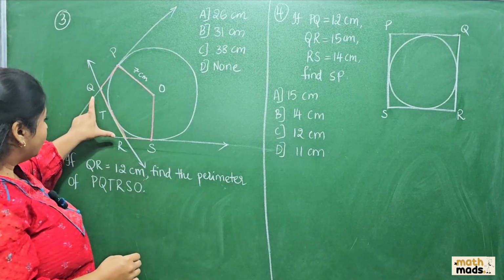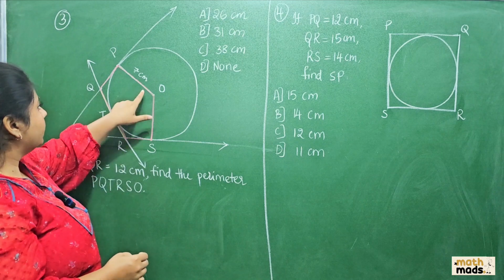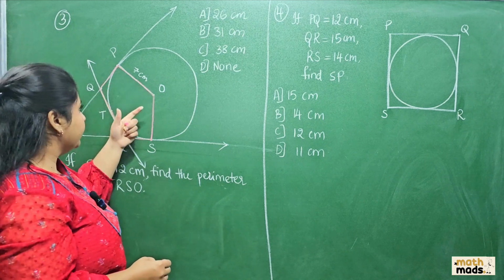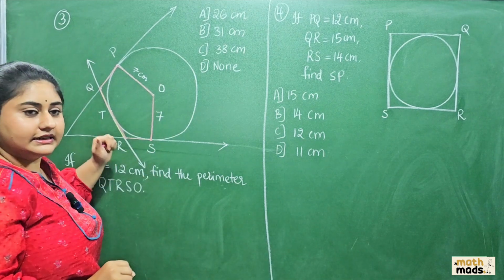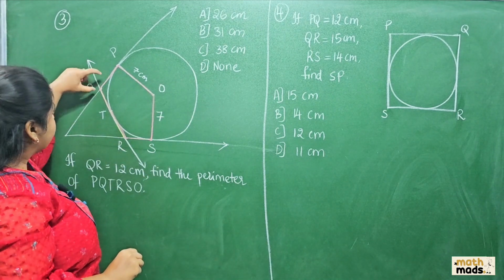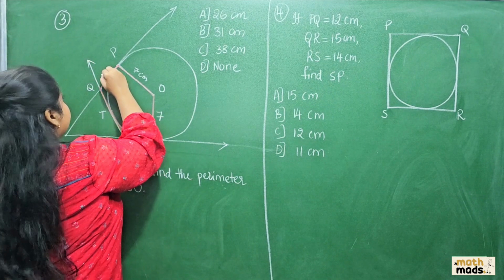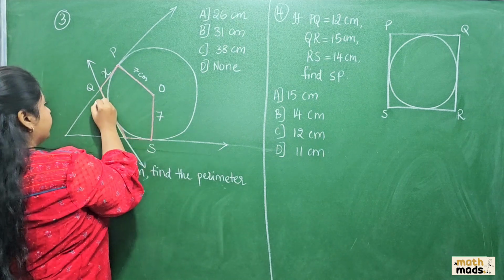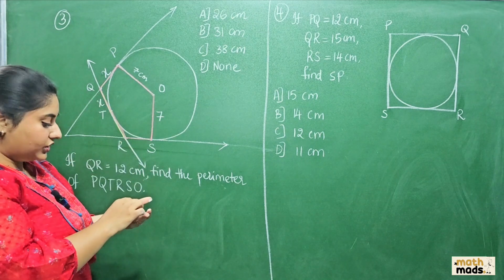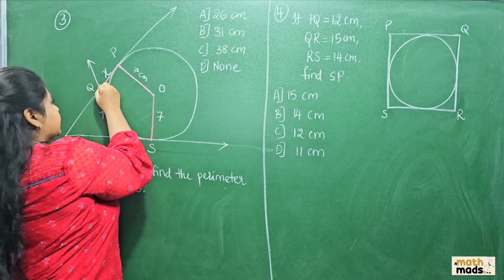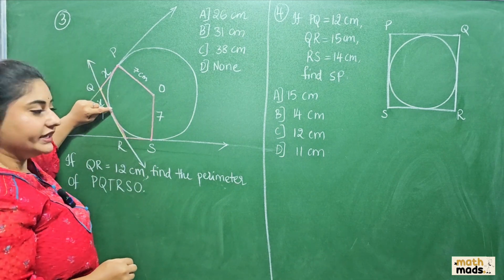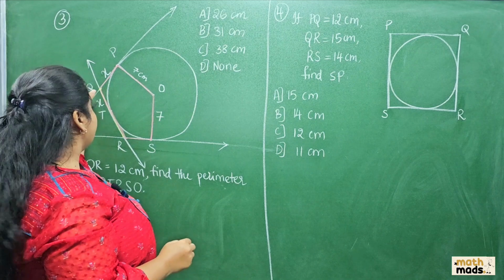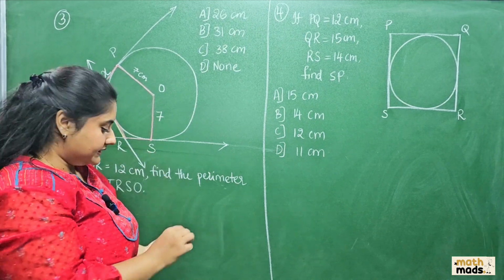Now they've given QR is 12 centimeter and also they've given the radius as 7 centimeter. So if this is 7, OS will also be 7 automatically, right? Now let me take QP as X. Then what will be the value of QT? QT will also be X, because Q here is the external point from which I have two tangents, that is QP and QT, and both will be equal. So both will be equal to x and x, right?